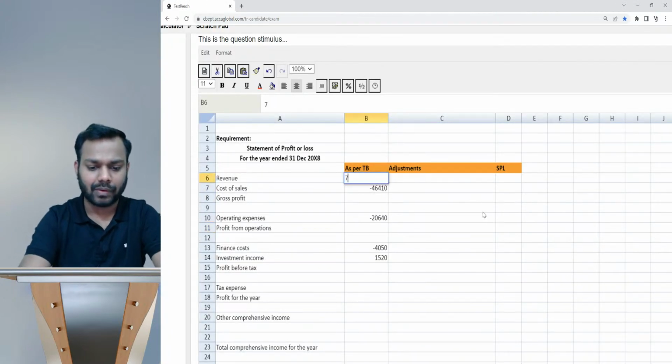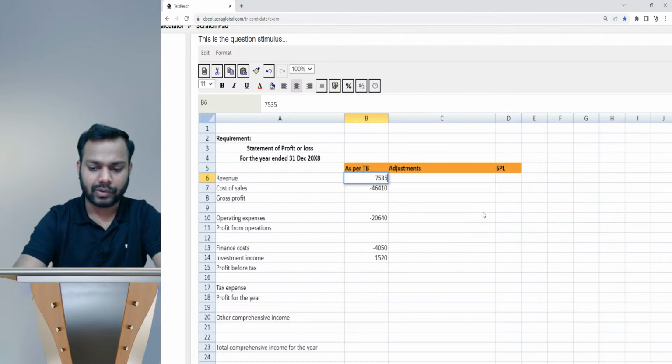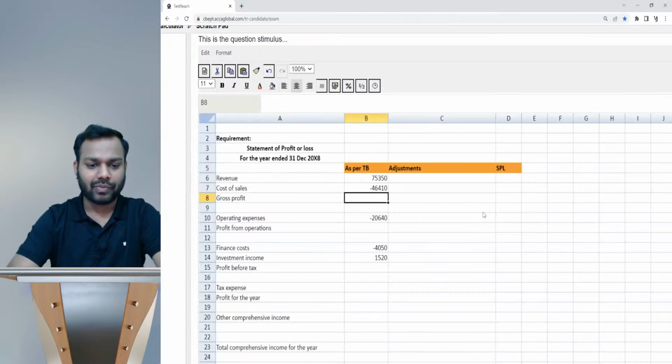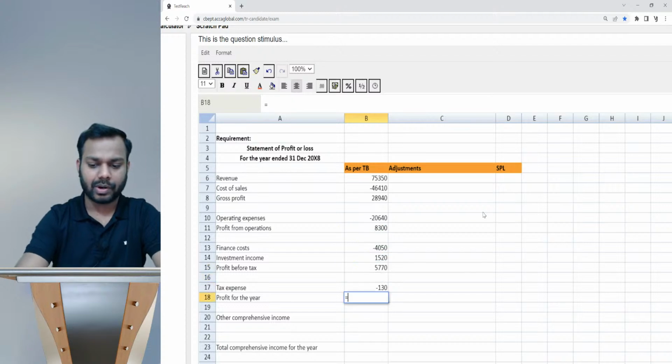Tax is 130. Now let's calculate the gross profit, the profit from operations, and the profit before tax. Profit before tax minus tax expense is the profit for the year. And profit for the year plus other comprehensive income will give rise to total comprehensive income, right?